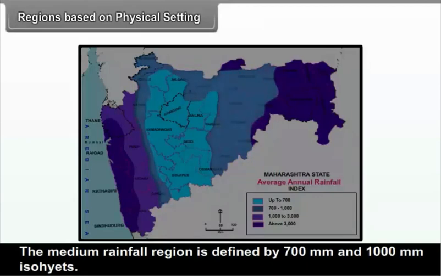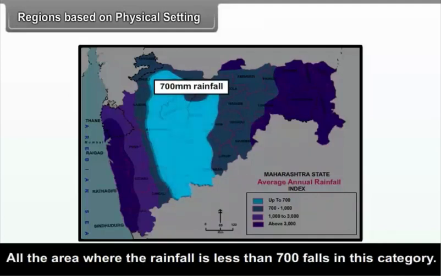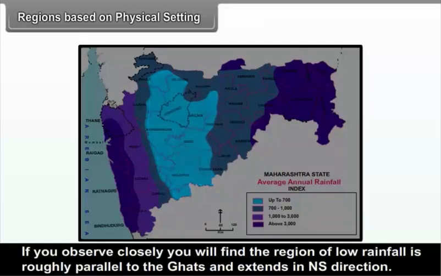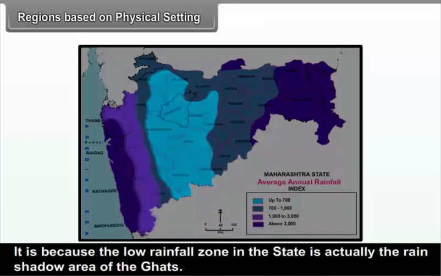The medium rainfall region is defined by 700 mm and 1000 mm isoheights. The region of low rainfall is defined by isoheight of 700 mm. All the area where the rainfall is less than 700 mm falls in this category. If you observe closely, you will find the region of low rainfall is roughly parallel to the Ghats and extends in north-south direction. It is because the low rainfall zone in the state is actually the rainfall shadow area of the Ghats.